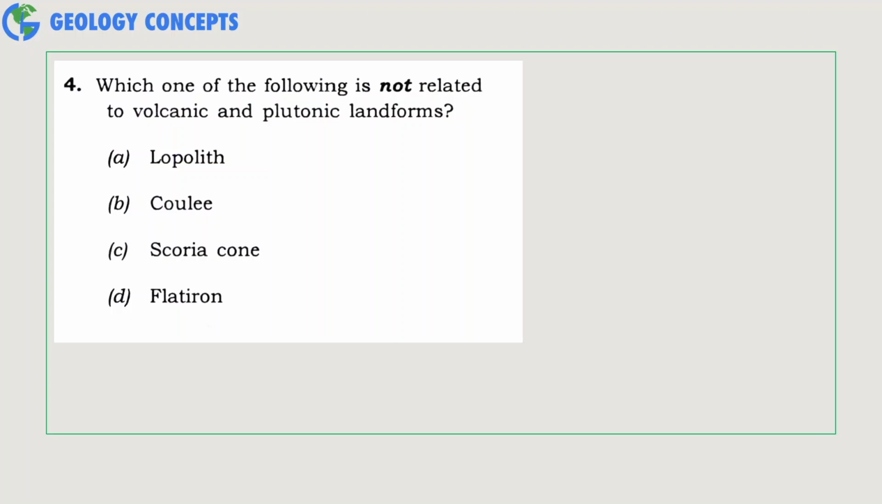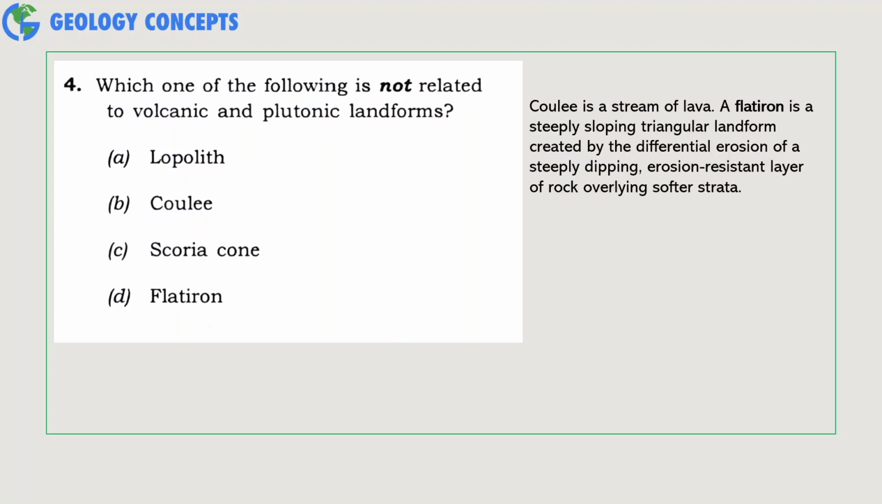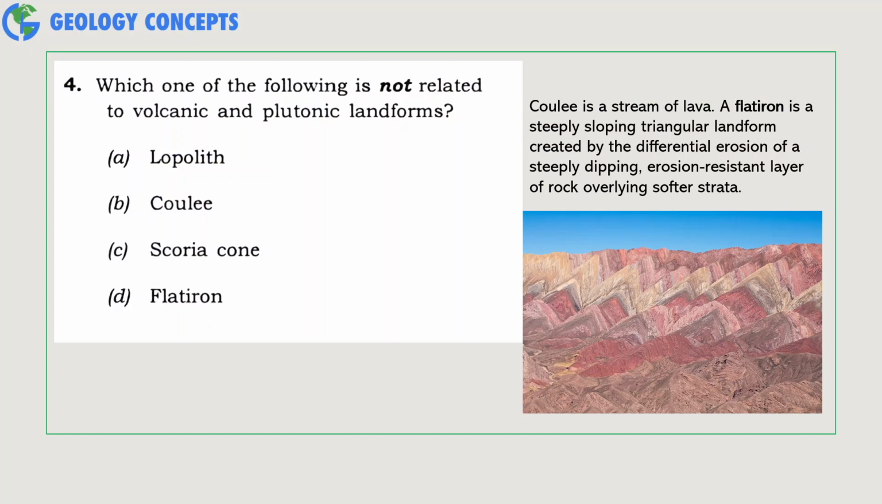Flatiron is a steeply sloping triangular landform created by the differential erosion of a steeply tilting erosion-resistant layer of rock overlying a softer strata. Hence, it is neither a volcanic nor a plutonic landform. So, option D will be the right answer. You can also refer to the picture for the Flatiron.